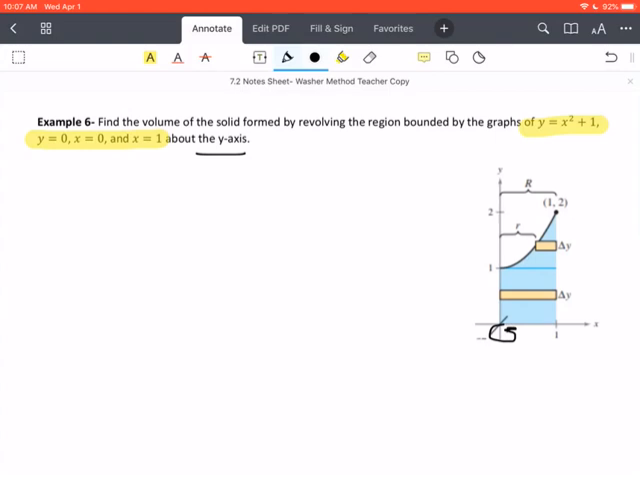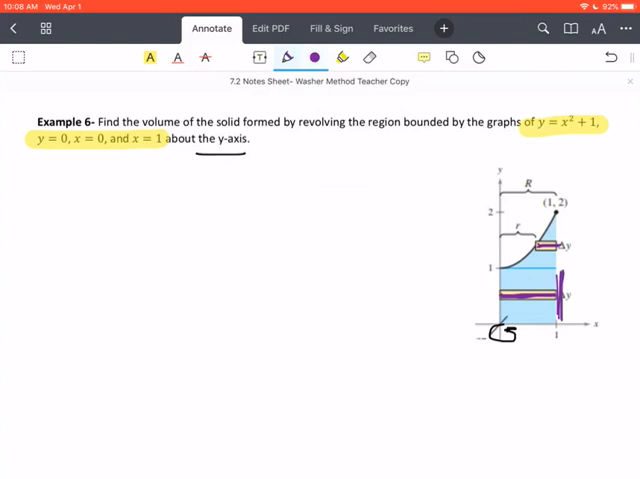So now on these problems, you have to be very careful, because if you look at this first representative rectangle here, we see that it goes all the way to the y-axis. But then if you look at this representative rectangle here, we see that the height of the rectangle is not just defined by this function x equals 1.